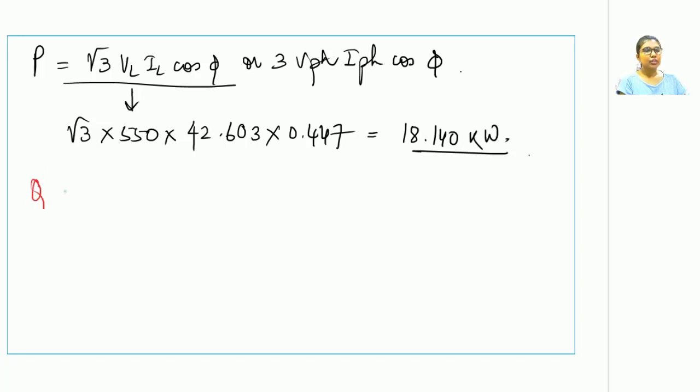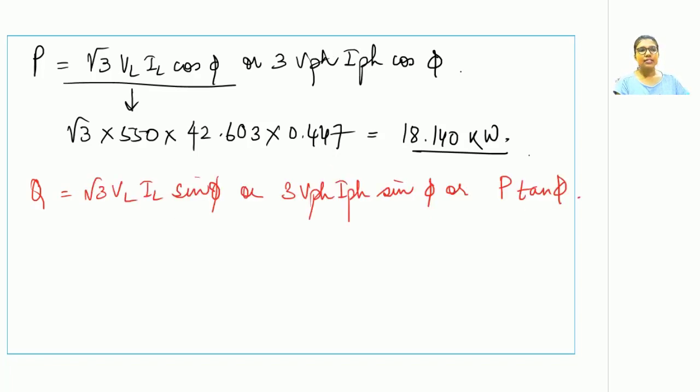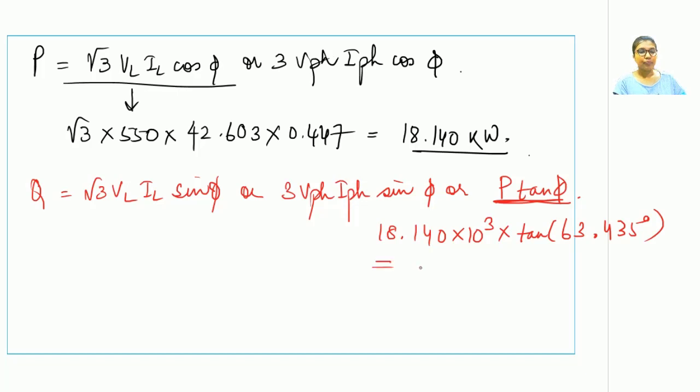Moving on to the second bit, which is reactive power. The expressions for reactive power are given as, so there are three expressions. However, I will be going with the last one. The value of real power is known to us and we need to figure out tan of 63.435 degrees. So the reactive power comes out to be 36.3 kilowatt. Finally, coming to the apparent power.